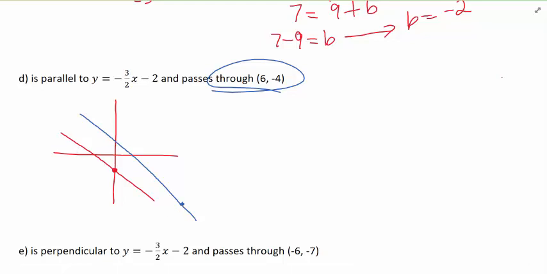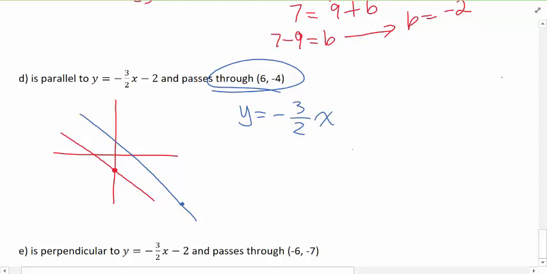Step 1, find your b. What is your b of the blue line? What is the slope of the blue line? It's the same as the red one, right? So, y is equal to what? y equals negative 3 over 2 x. Now, do you know your b?